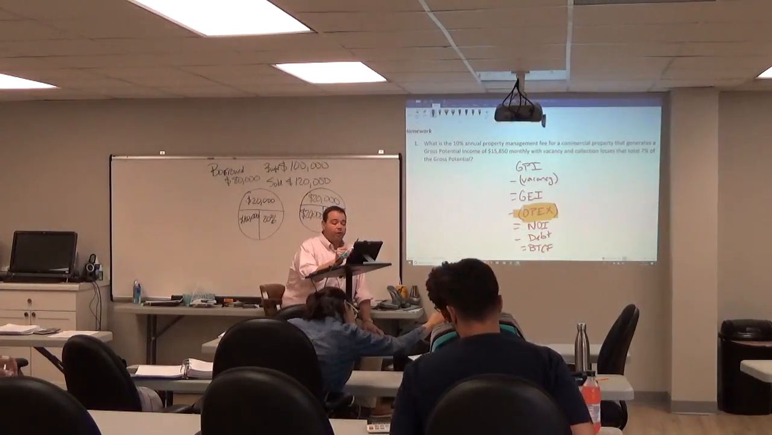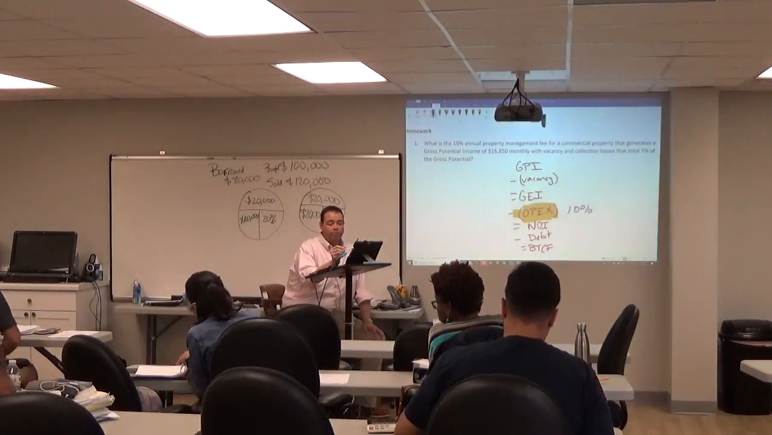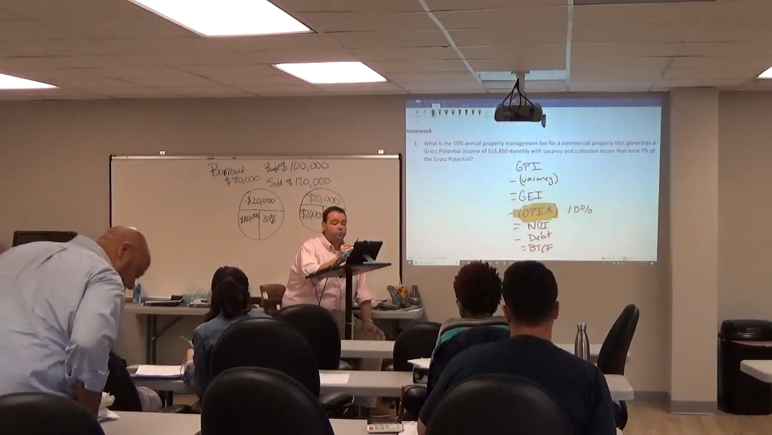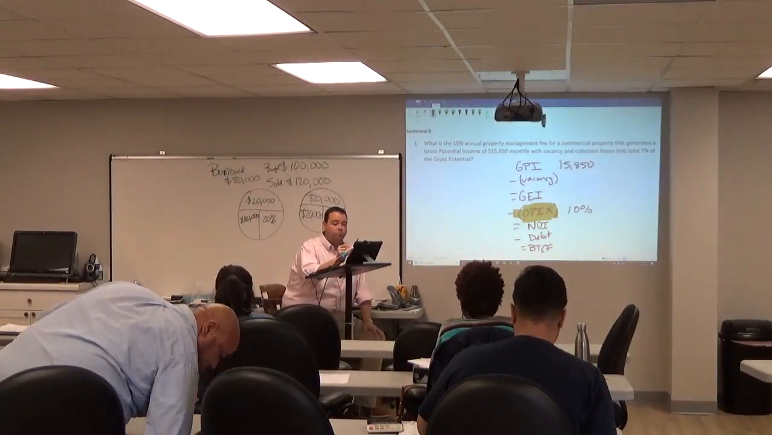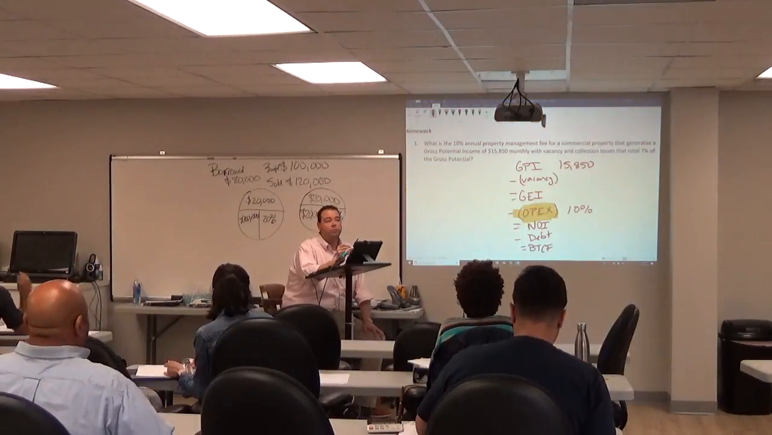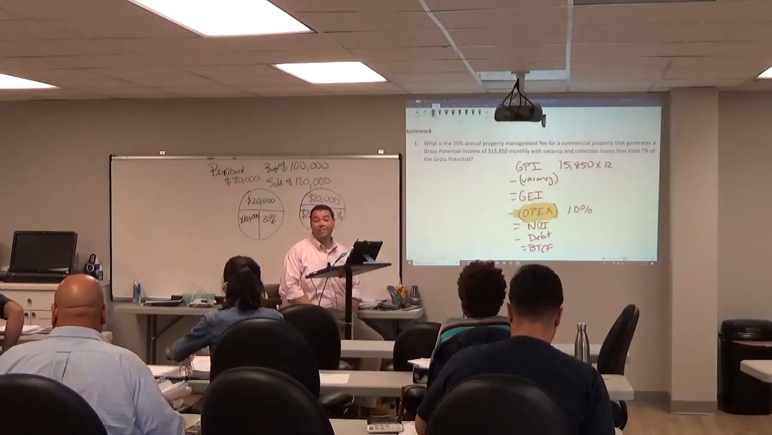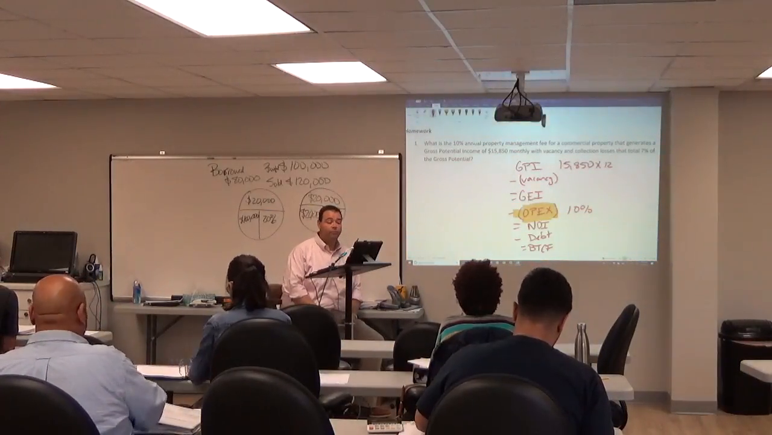Here's what we know. We know that the property management fee itself is 10%. So, we'll put that on the operating expense line. We know that the gross potential income is $15,850 per month. So what do we want to do with that number? Multiply by 12, because everything in this formula is always annualized, right? Okay, so we want to multiply that times 12.